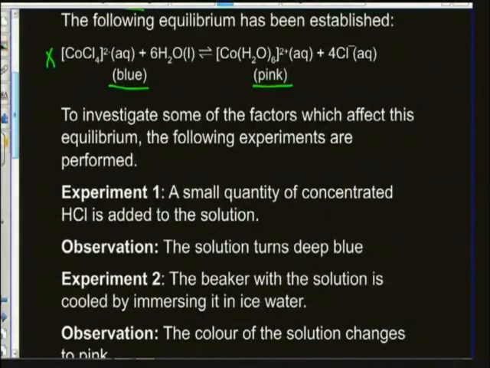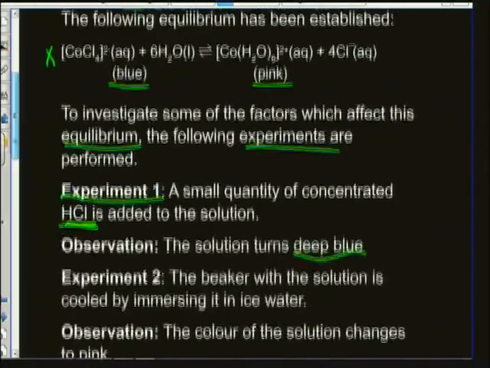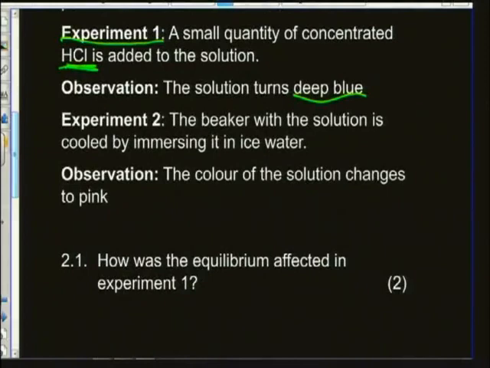And they say to investigate some of the factors which affect equilibrium, the following experiments were performed. Experiment 1, they say a small quantity of concentrated hydrochloric acid is added to the solution. And the observation that we had is that the solution turns deep blue. And the second experiment, they say the beaker with the solution is cooled by immersing it in ice water. And then the observation that we had there is that the color of the solution changes to pink.